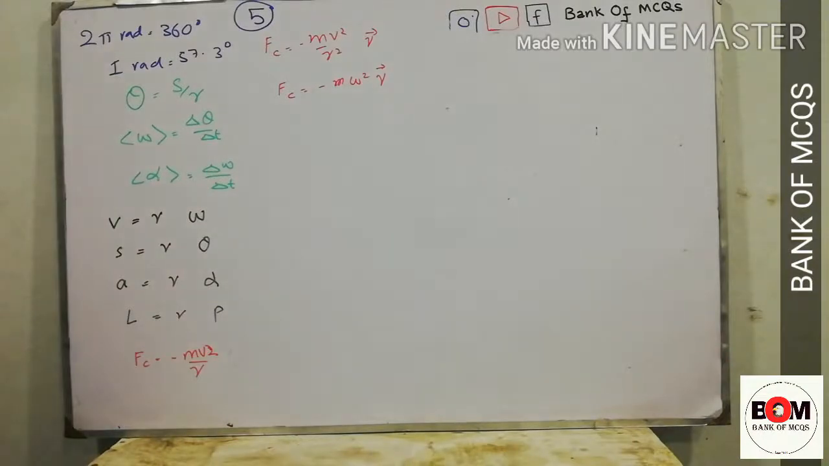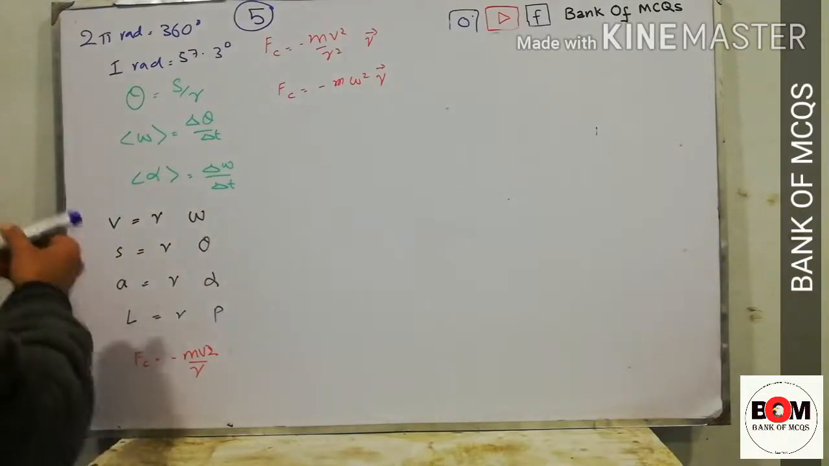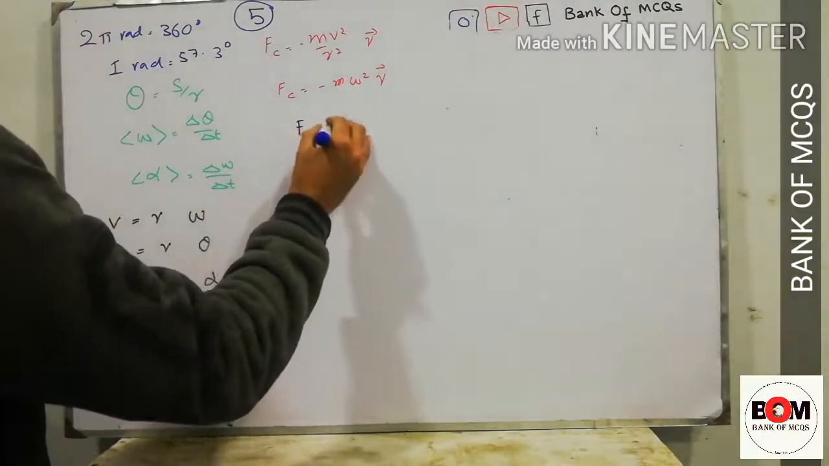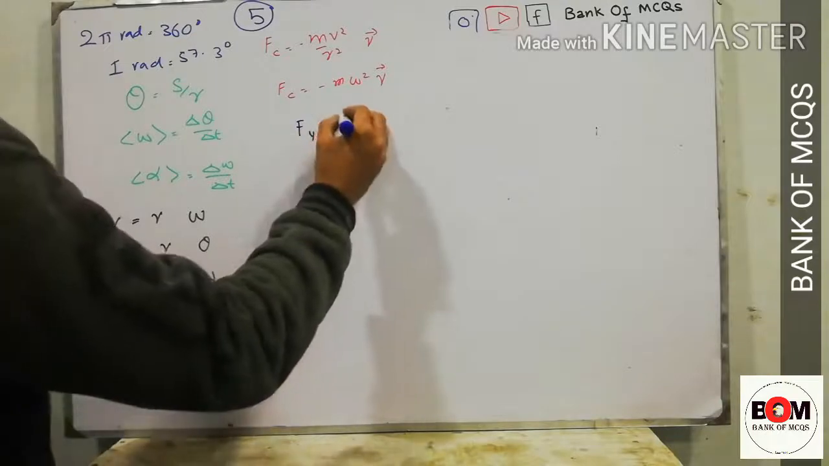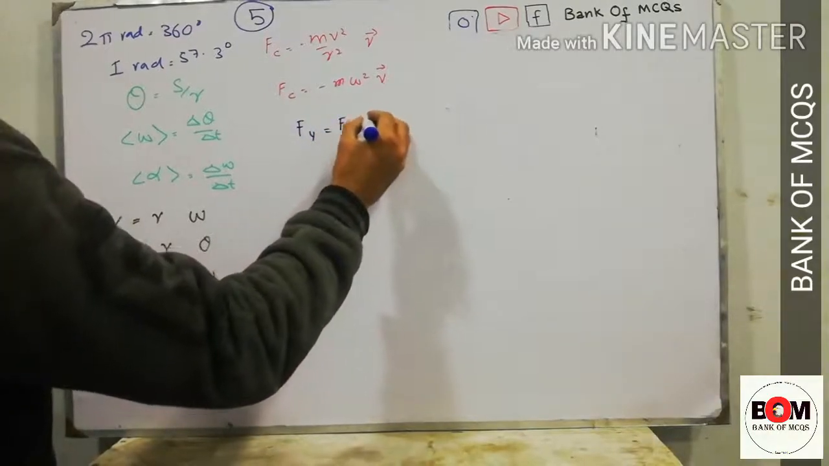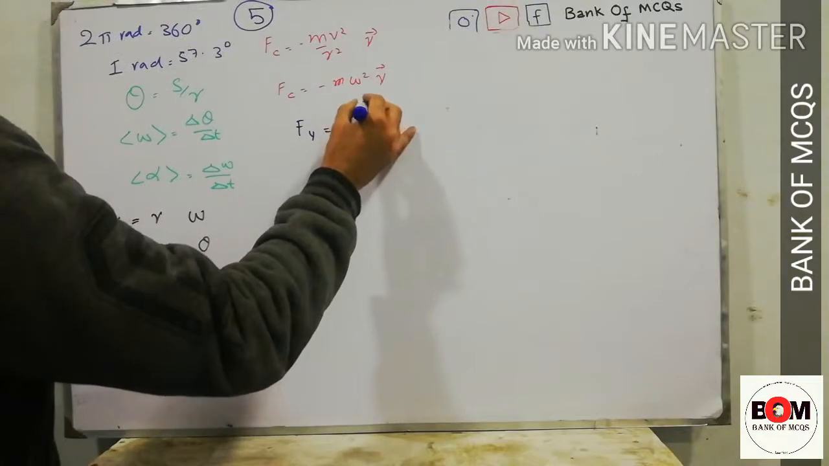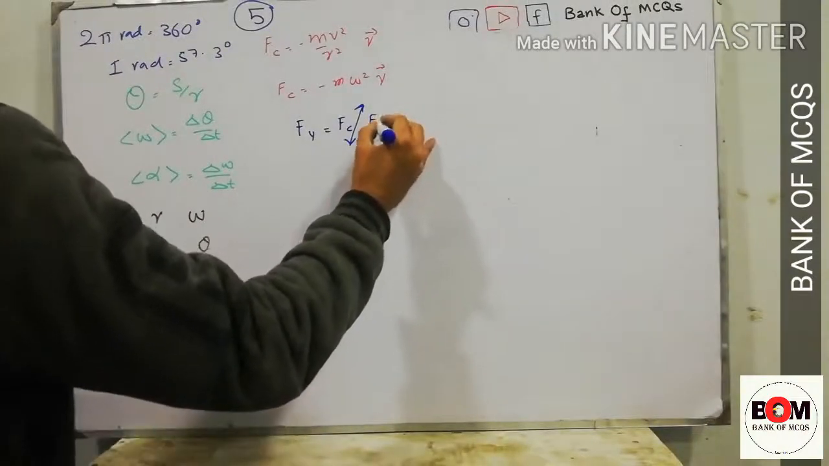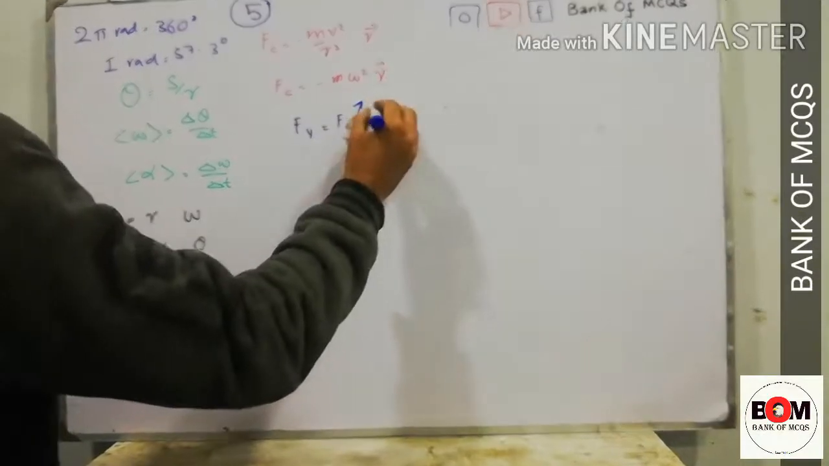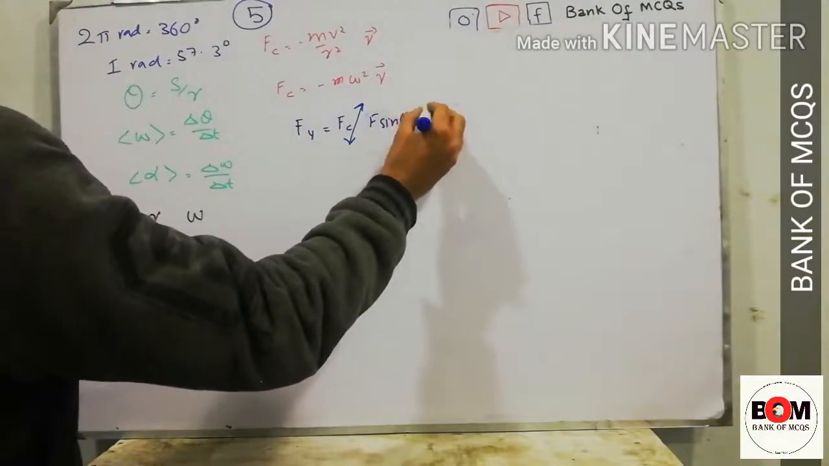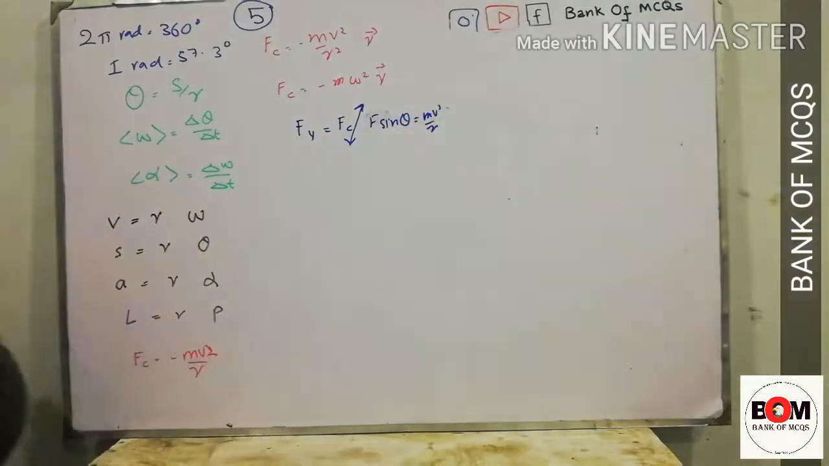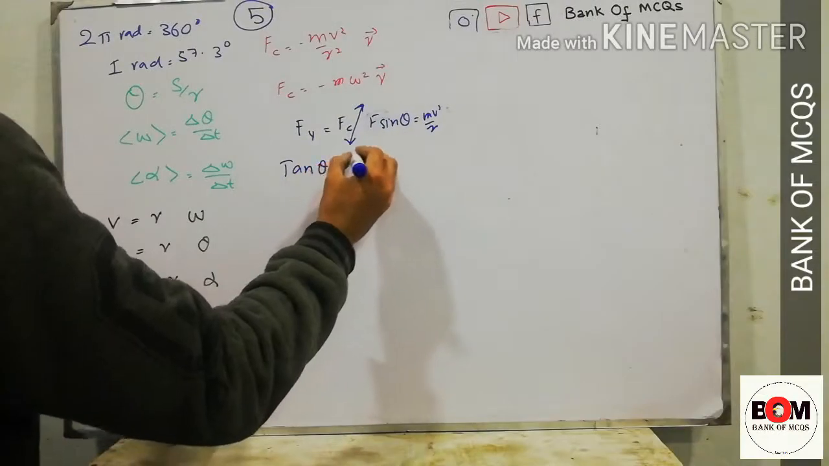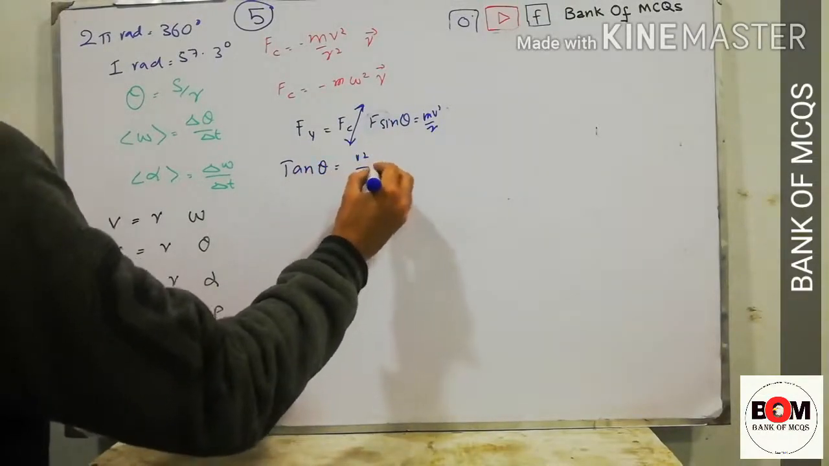The next topic was bending of rod, where Fy is equal to F sin theta was equal to Fc, or F sin theta is equal to mv square by r. And the equation of bending of rod was tangent theta is equal to v square by gr.